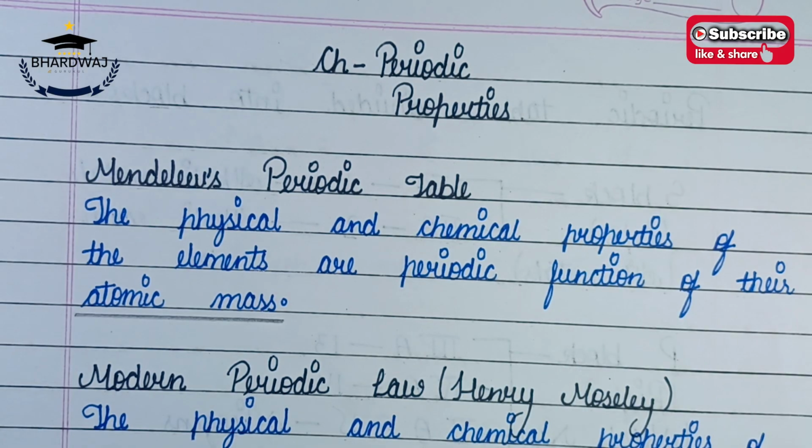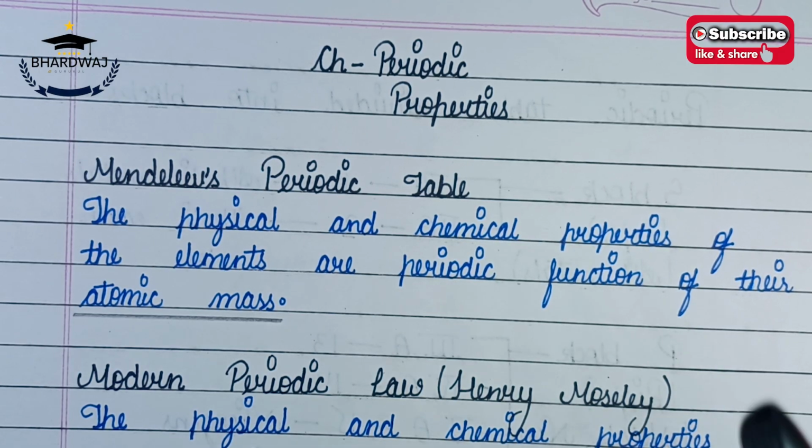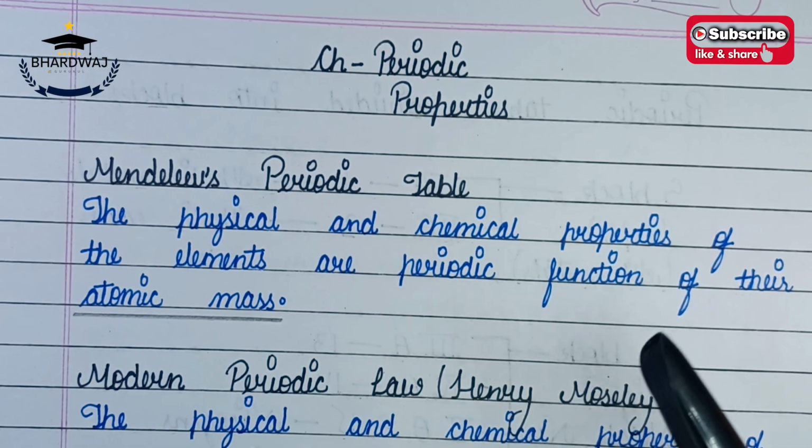Chapter Periodic Properties. So in class 9 we have already read about Dobereiner's triads and Newlands' law of octaves, which were proved to be wrong. So now let's study about the correct laws which are included in the modern periodic table.